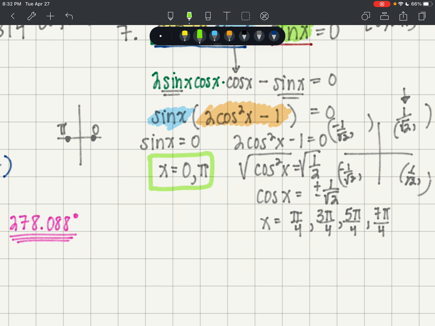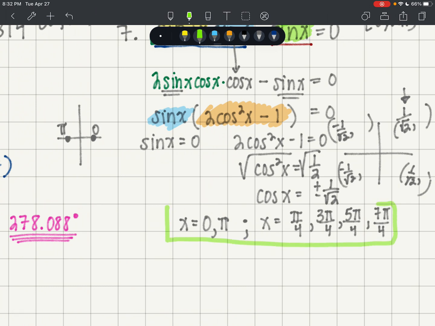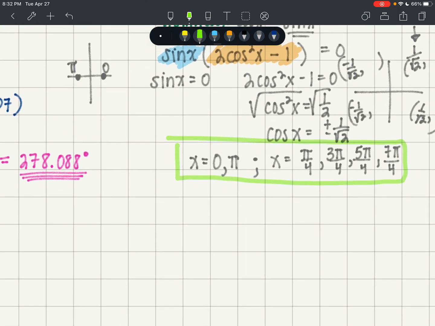And we get all of, actually, look at what I'm going to do here. I'm going to take this, move it down here, and I'll just put a colon right there and there. We box it all together because there are 6 answers: 0, pi, pi over 4, 3 pi over 4, 5 pi over 4, and 7 pi over 4.